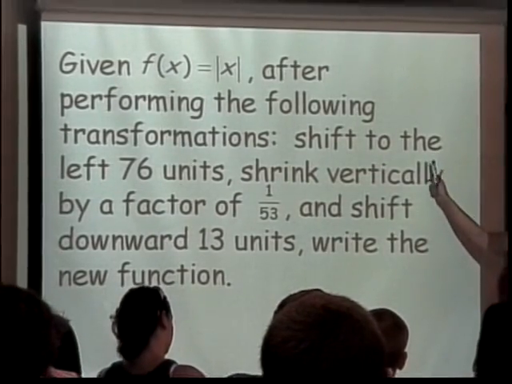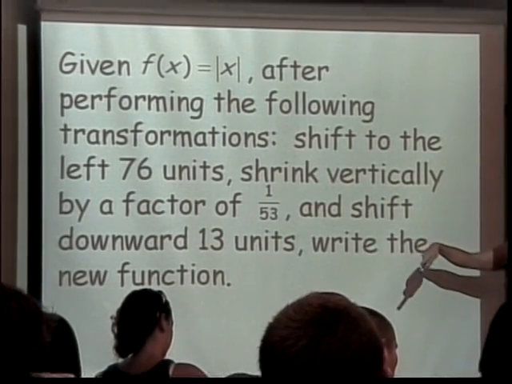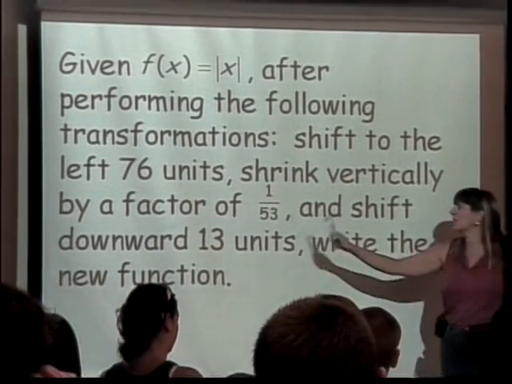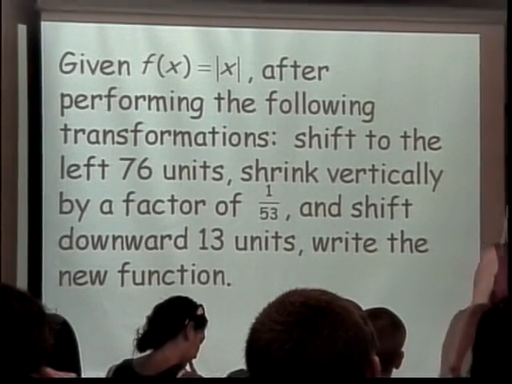We want to shift this left 76 units, shrink it vertically by a factor of 1 over 53, and shift it downward or down by 13 units. Write the new function. That's your job.